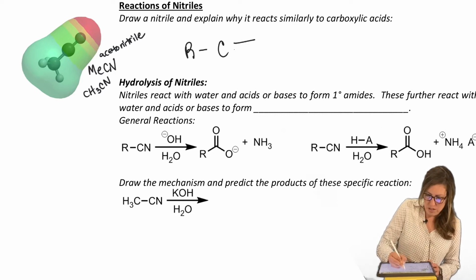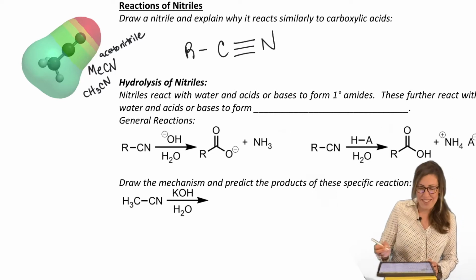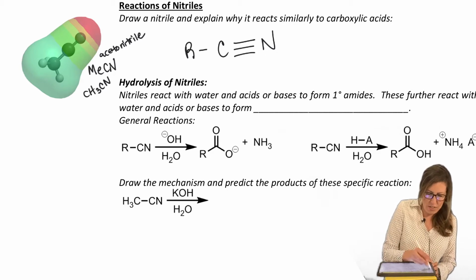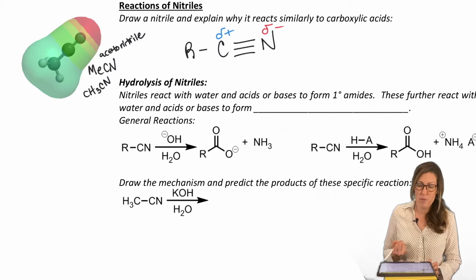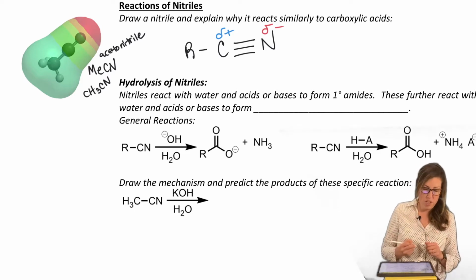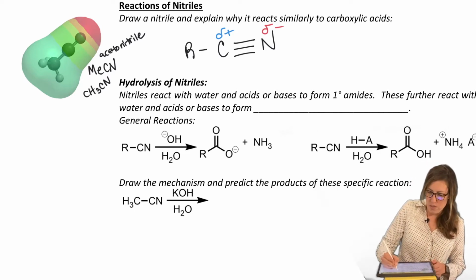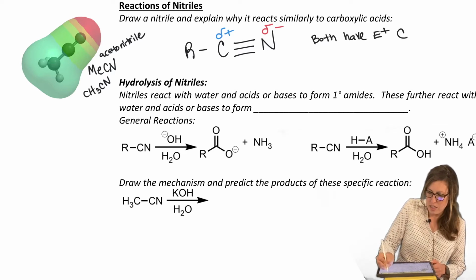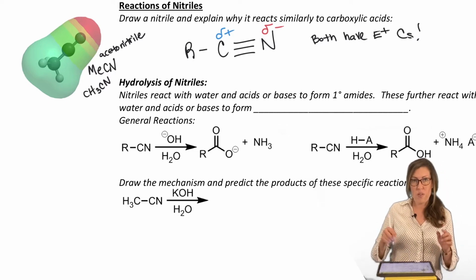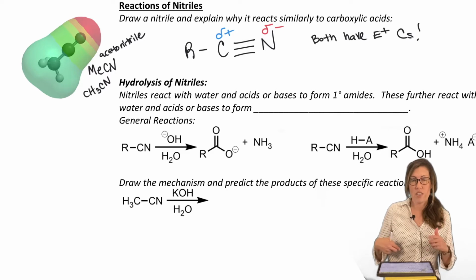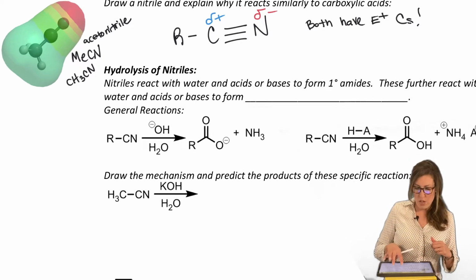So in general, here's our nitrile, make it nice and linear, right? And as you can see in the electrostatic potential map, it's a little cooler over here by the carbon and hot by the nitrogen, just like a carbonyl, which is why a lot of the same reagents work with it. So what's similar is both have electrophilic carbons. So we are going to do the same reactions subjected to the same conditions that we were doing with carbonyls.